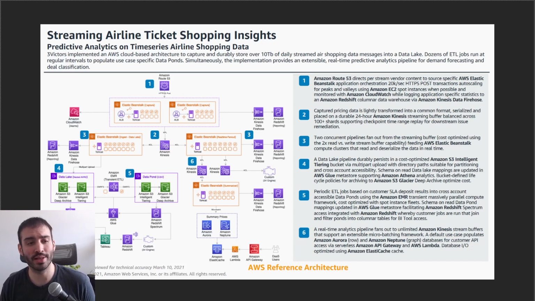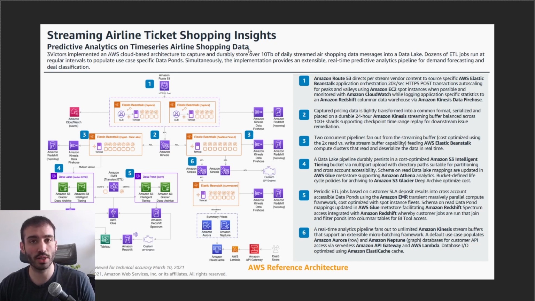Now, keep in mind, these are private companies that are for profit, so they're not going to give you all the details here. So there may be some gaps that we need to imagine or visualize in order to put the whole story together. But I'm going to do my best to try and figure that out with you here today. So this is an application that's built by a company called 3Victors, and it is a streaming airline ticket shopping insights based application. You can see here that it's predictive analytics on time series airline shopping data.